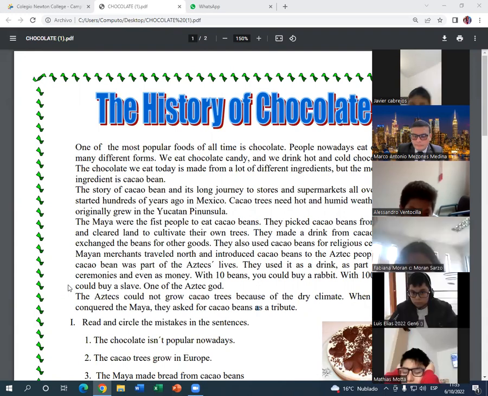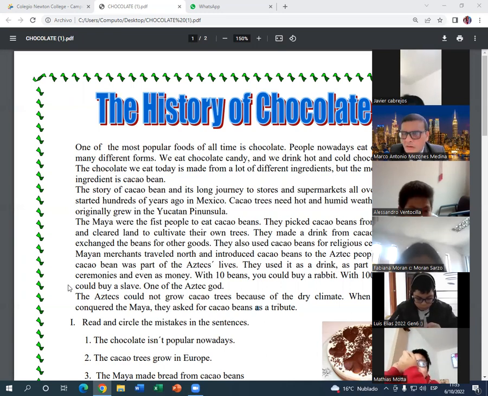Cacao trees need hot and humid weather, and they originally grew in the Yucatan Peninsula. The Maya were the first people to eat cacao beans. They picked cacao beans from wild trees and cleared land to cultivate their own trees. They made a drink from cacao beans and exchanged the beans for other goods. They also used cacao beans for religious ceremonies.